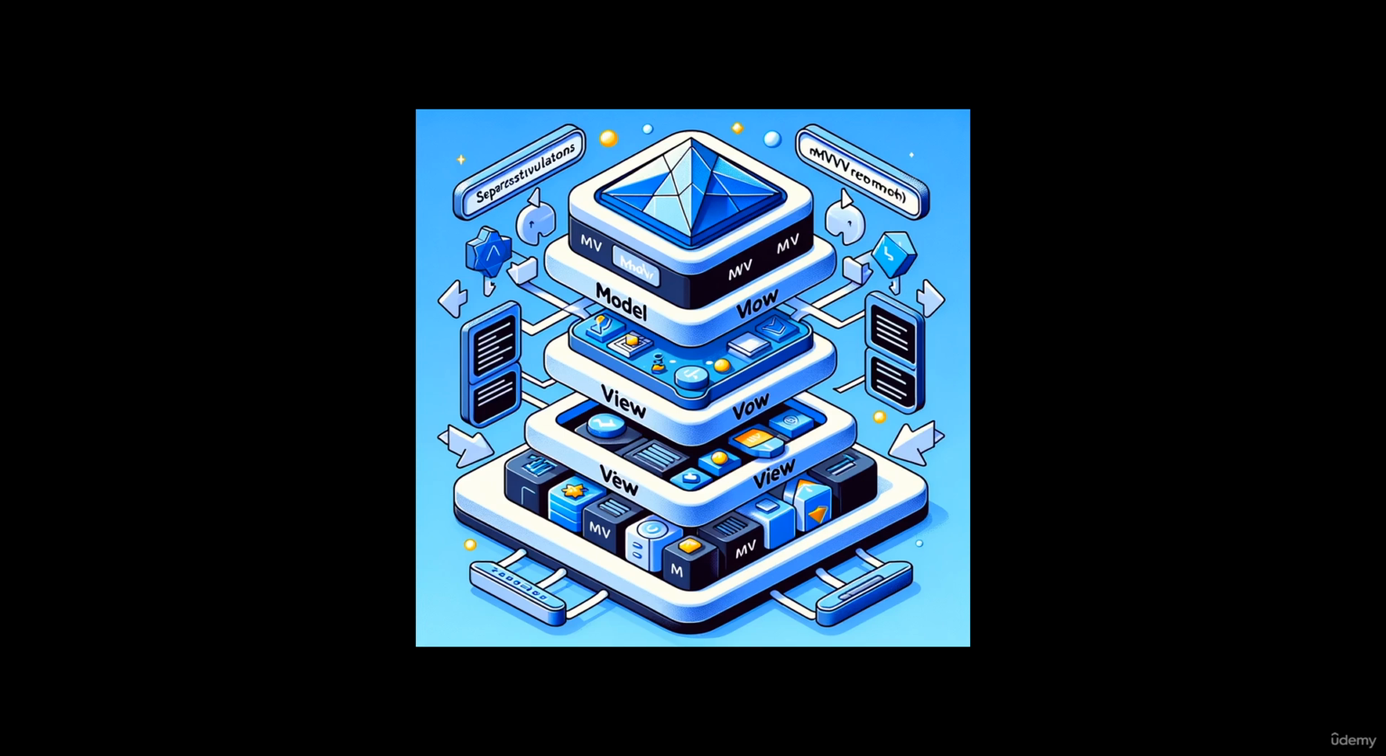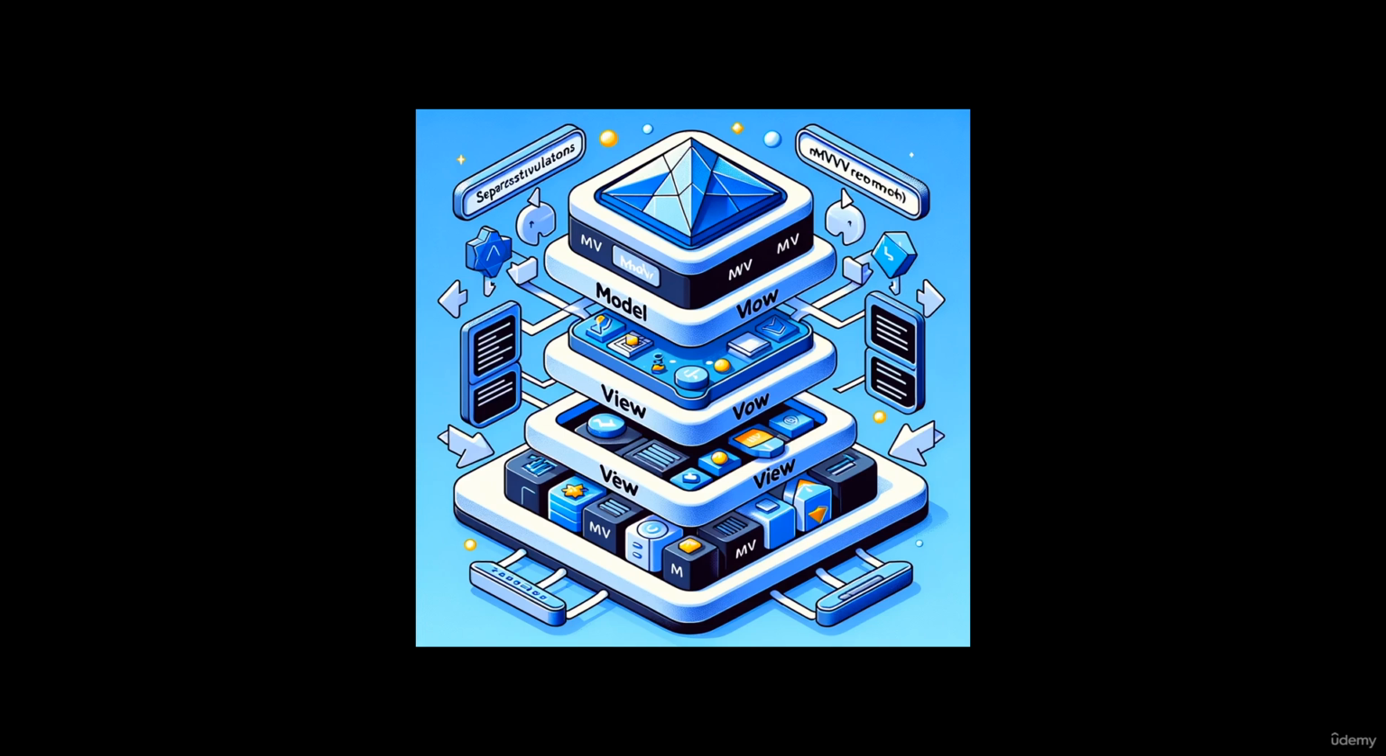Improved testability, that's the second point. With MVVM, your business logic lives in the view model, which can be easily tested independently of the UI. Now, flexibility and scalability. Changes to the UI can be made with minimal impact on the business logic and vice versa. This makes your app more flexible and scalable.